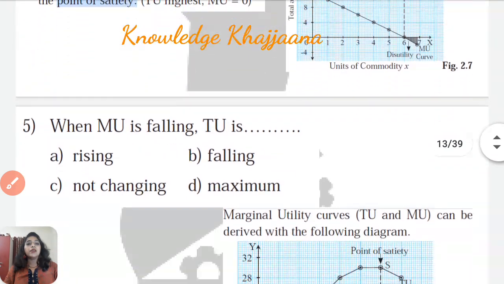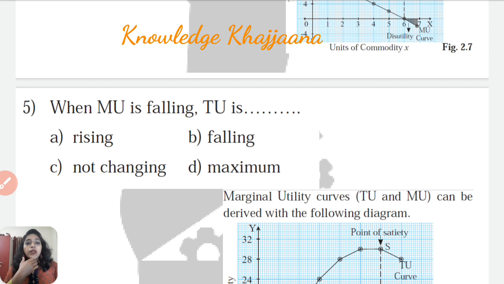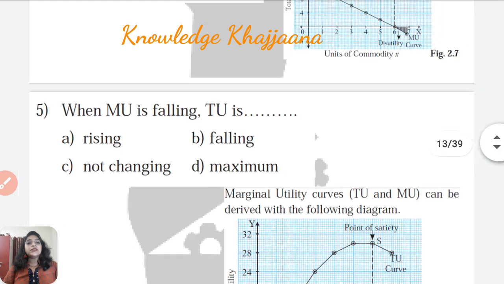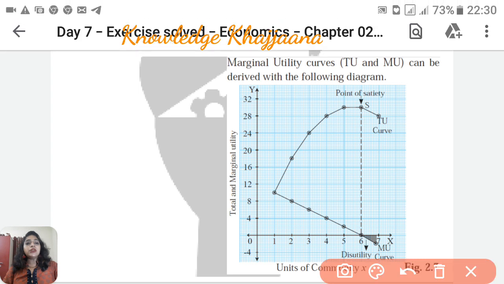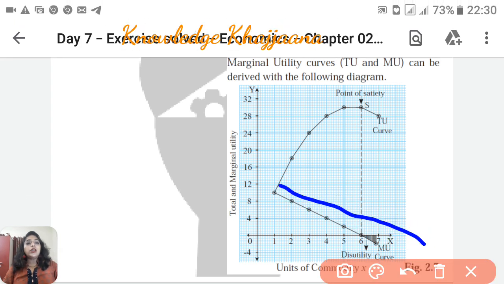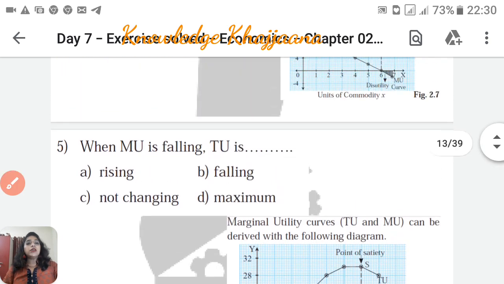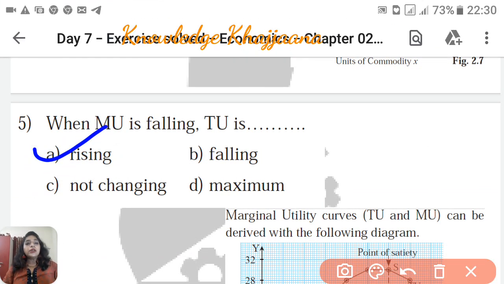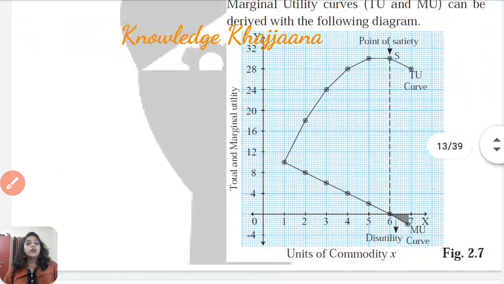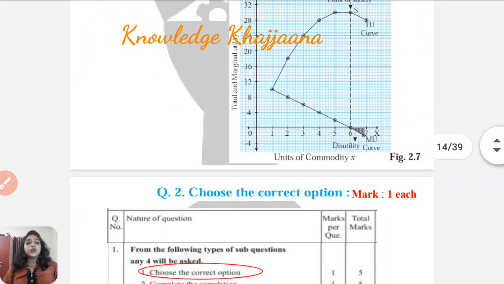Next, when marginal utility is falling, total utility is, see, this is a confusion question. Marginal utility is always falling down only. But when the marginal utility is falling down, what happens with the total utility? Total utility is rising only. So the answer is: when marginal utility is falling, total utility is rising. Now, 5 questions have been completed from question number 1.